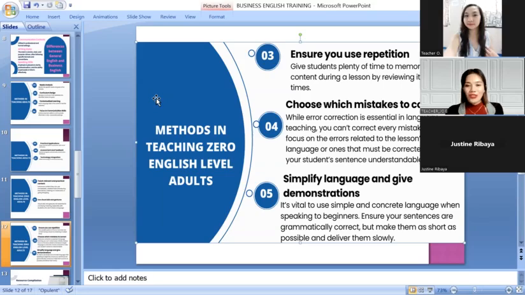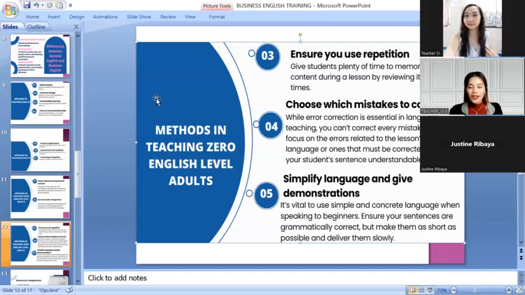Okay, so choose which mistakes to correct. It is our responsibility to correct our students so that they will be able to know the correct grammar, the correct structure of sentences, the correct verbs to use. However, we should not waste our time in correcting them word for word, especially in teaching zero English level adults.